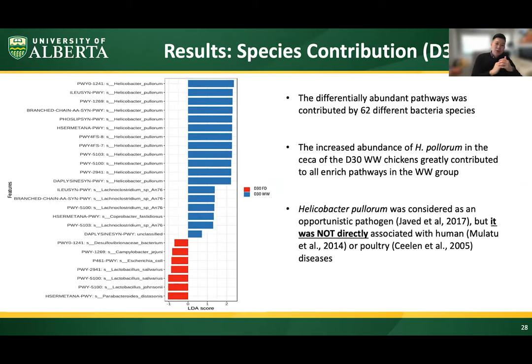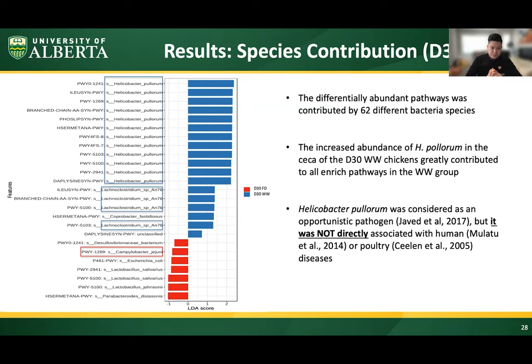What we have found made us want to know what bacteria in the chicken gut microbiota were responsible for these functional changes. So when we cracked open the differentially abundant pathways, we found that Helicobacter pullorum was the main contributor to all the enriched metabolic pathways observed in the water wash group, and to a lesser extent, Clostridium. Although Helicobacter pullorum was proposed to be an opportunistic pathogen, there is really no direct evidence showing that Helicobacter pullorum colonization leads to either human or chicken diseases. Therefore, the role of this microorganism in the chicken gut needs to be further studied.